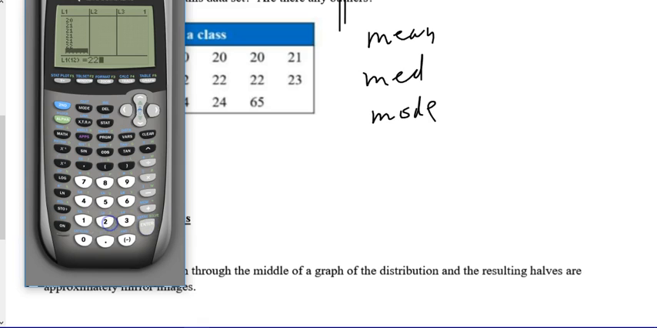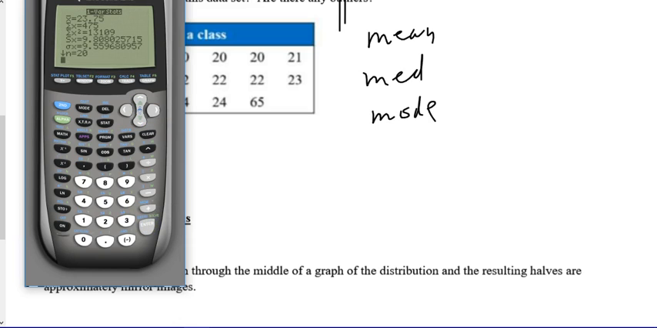1, 2. And you got to be very careful when you're entering data. There's 4 23s. 1, 2, 3, 4. And then there's 2 24s. And there's 65. They should have 20, and that's number 20. Okay? So then we go back to Stat, over to Calculate, enter, enter, enter.